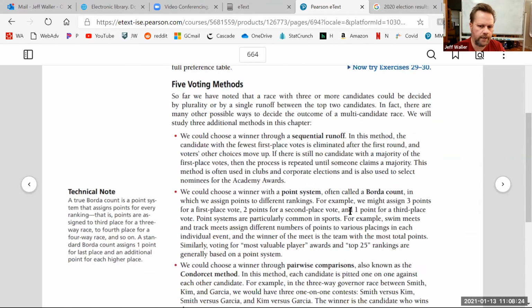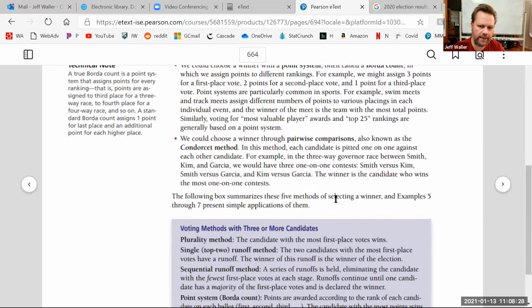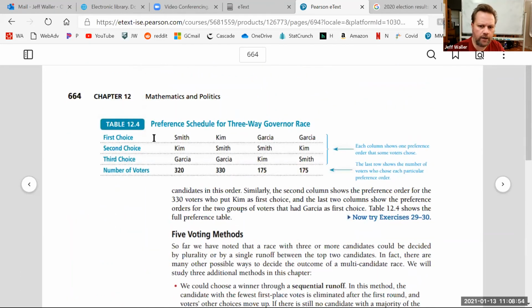And then we got this freaky way to do things: the pairwise comparison. Oh, I didn't even write anything down for them. All right, so let's see what this means. Don't look at the next page. Let's just try this out. Each candidate is pitted one-on-one against each other candidate. The winner is the candidate who wins the most one-on-one contests. So how would we look at that here?